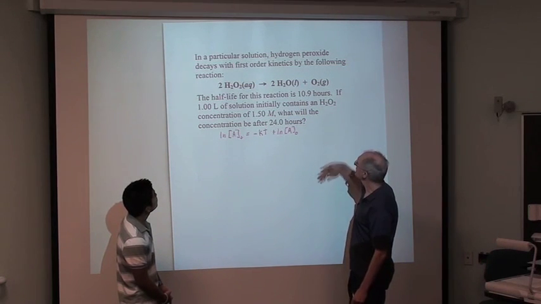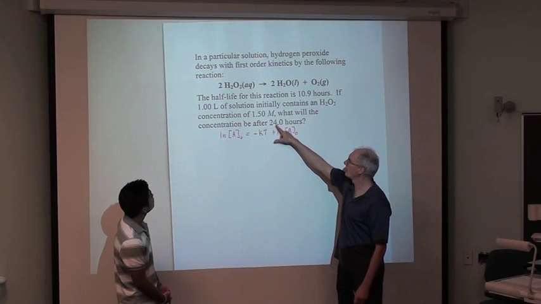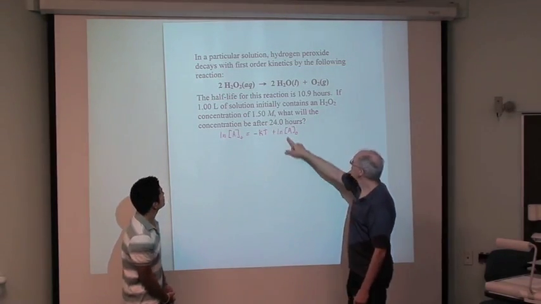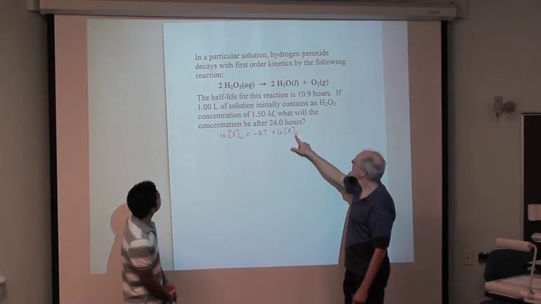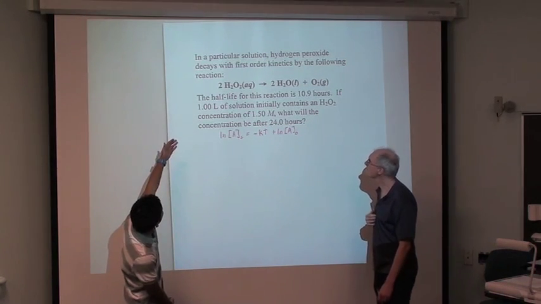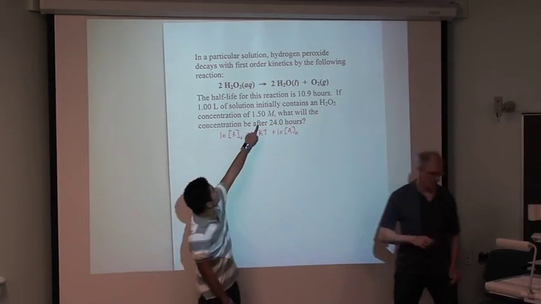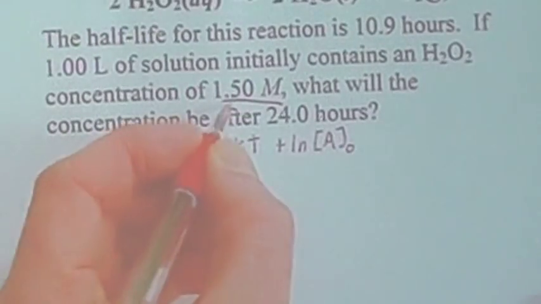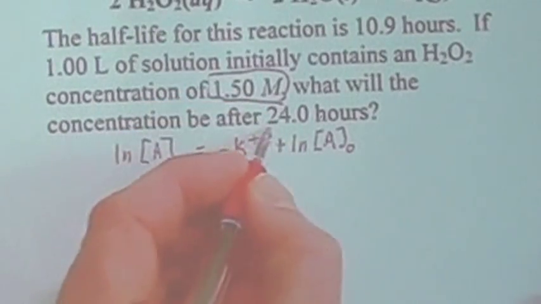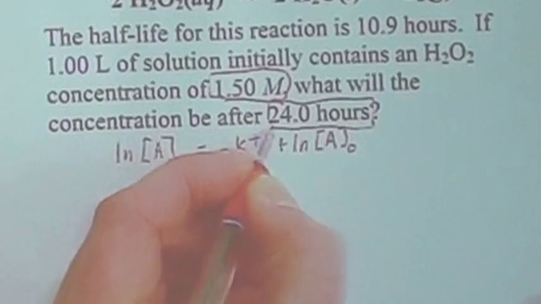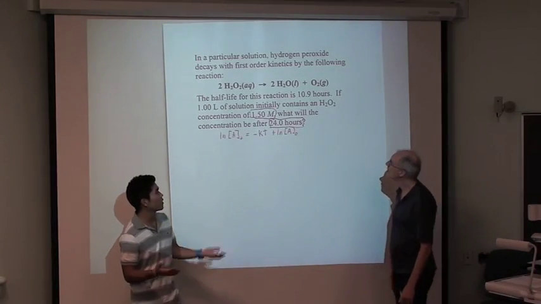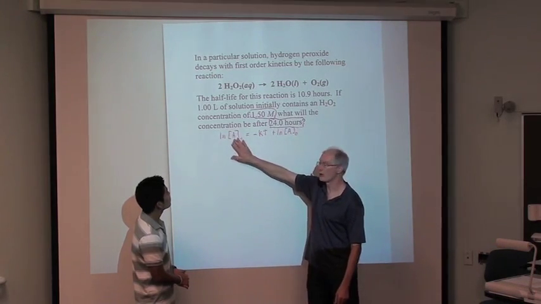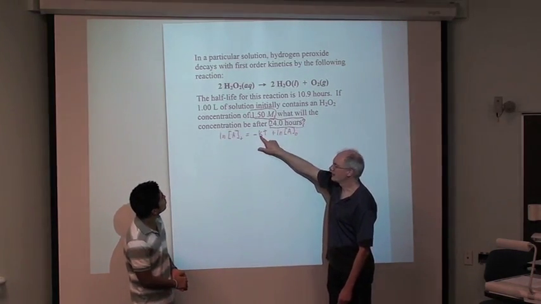A few of the other things in here: I know that my time is going to be 24 hours. That's the time that I want to know about, so that's going to go in there. This concentration at 0, what's that going to be? We know that here. There's the initial concentration, 1.5 molar. So 1.5 molar is going to be our concentration at time 0, but we want to know what it's going to be at 24 hours. So that's those things. Here's my unknown. I want to know the concentration then.